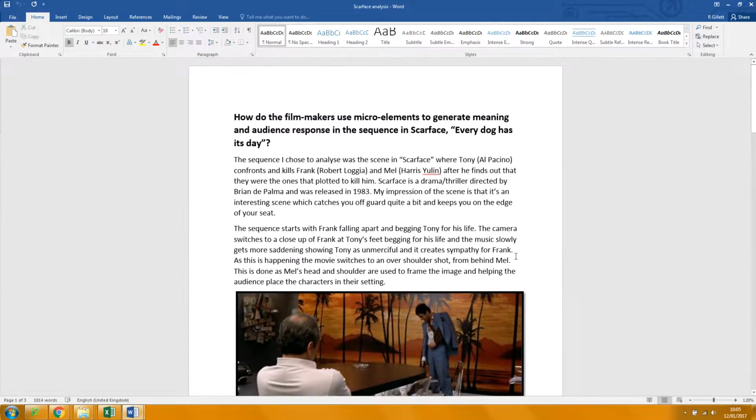Let's have a look at this then. Present tense is the scene in Scarface. Now, Scarface, you don't need the inverted commas. You put it in italics. That's the code.